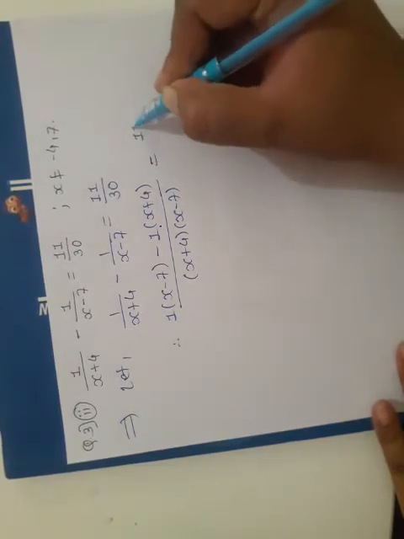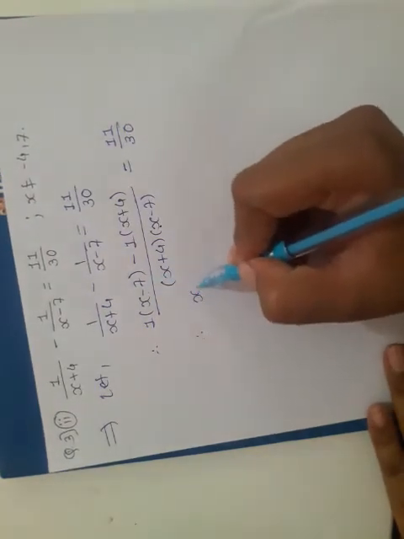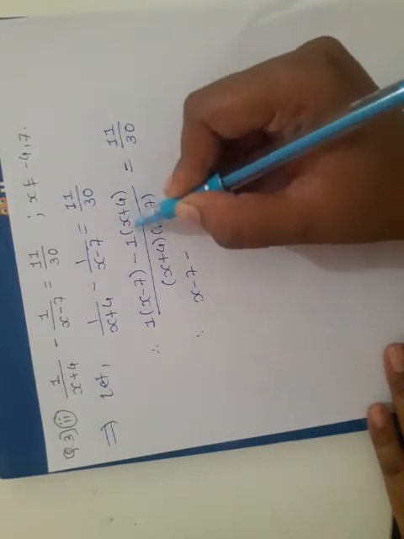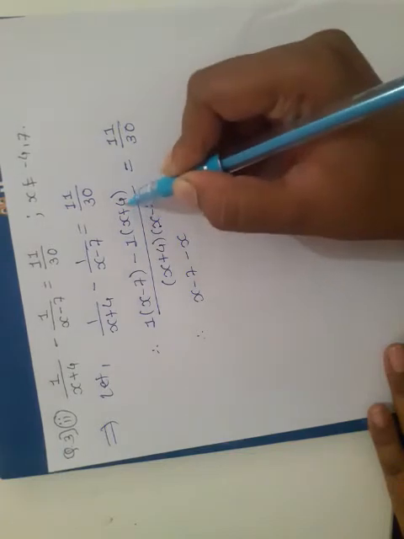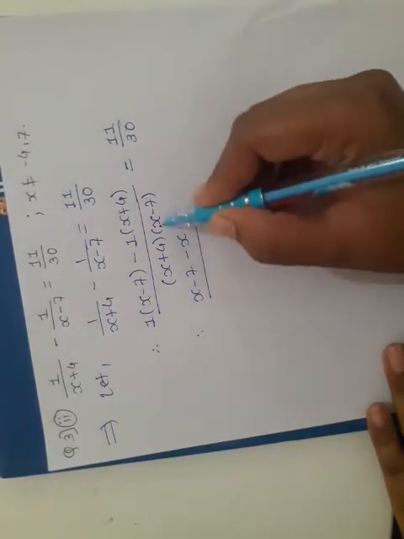Okay, which is equal to 11 upon 30. Therefore now solve this. 1 into x minus 7 is x minus 7, minus, after multiplying the minus sign with this bracket, the sign changes. Positive x becomes negative x. And minus 1 into 4 is minus 4, upon, now take the multiplication of these two brackets.